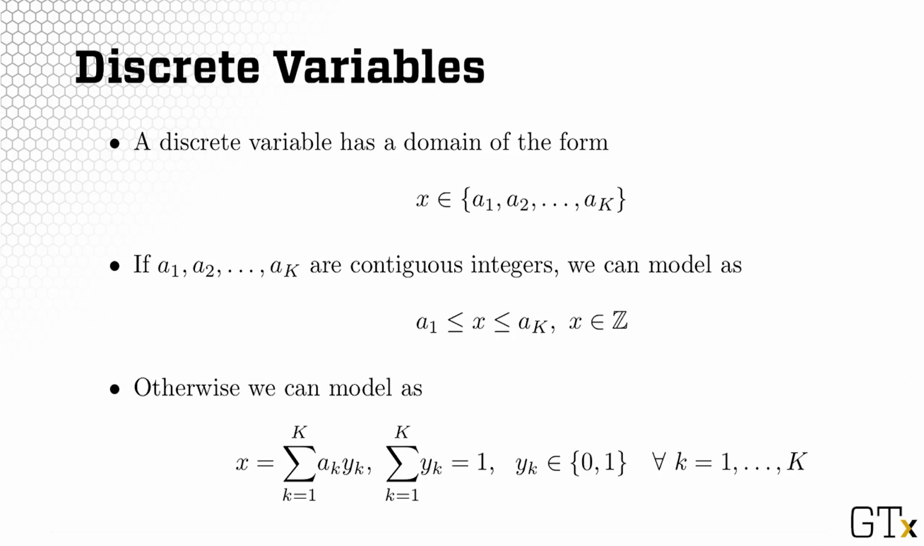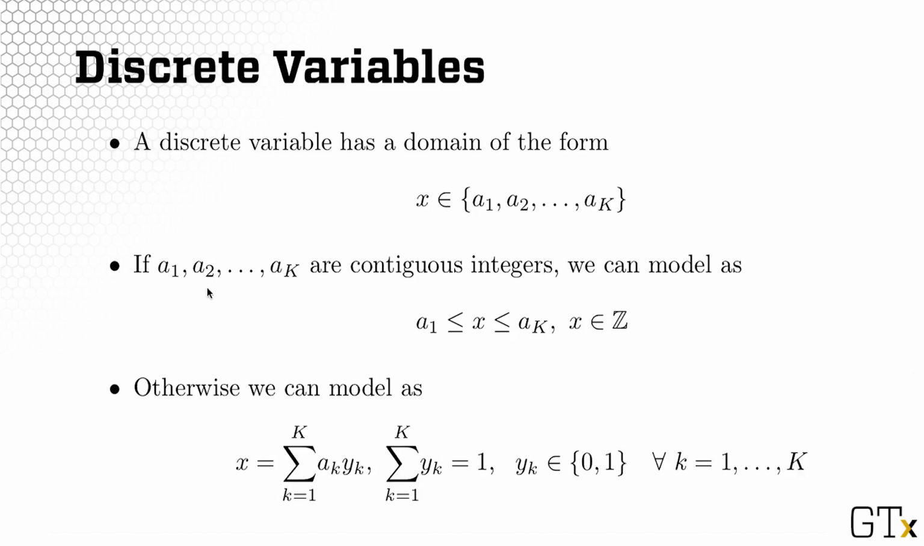In particular, the domain of a discrete variable. A discrete variable, remember, is a variable whose domain is an element of a discrete, finite set. In other words, x, our decision variable, is supposed to be a member of this finite set, a1, a2, through ak. So how can we model this particular non-convex expression using linear inequalities and integer variables?